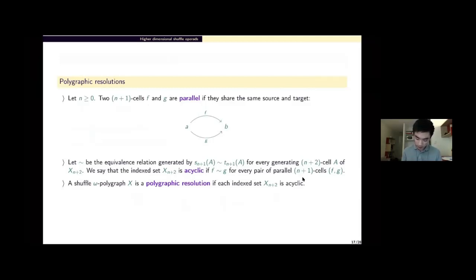Then if we take tilde to be the equivalence relation generated by source and target being equivalent for any n+2 cell, we say that X_{n+2} is acyclic if for any pair of parallel cells we have f tilde g. So the idea is saying that we can somehow pass, using various generating n+2 cells, to get from f to g. And this is basically saying every path is equal up to maybe homotopy, if you will. And we say that a shuffle omega polygraph is a polygraphic resolution if each index set is acyclic.